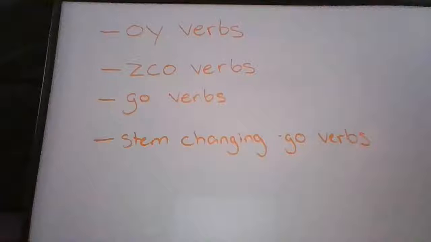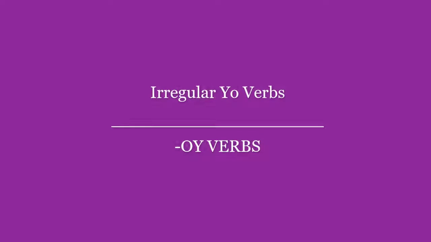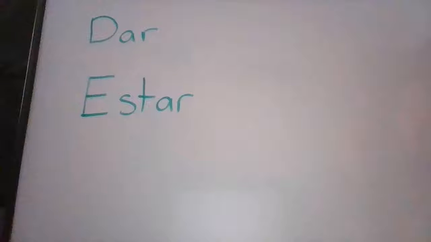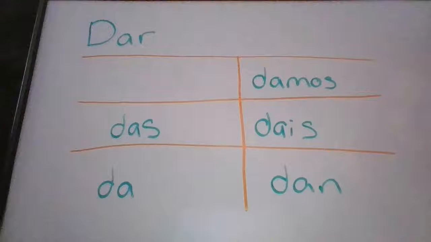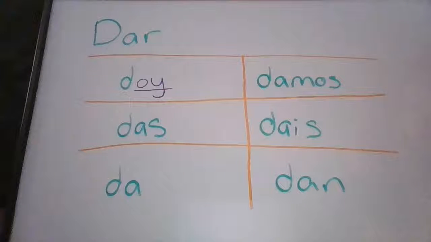There are 4 common types of irregular yo verbs: oy verbs, the zco verbs, go verbs, and stem-changing go verbs. Let's start with looking at oy verbs. These are verbs that end in oy when written in the present tense yo form. Dar and estar are both common types of oy verbs. Like most irregular yo verbs, in all other forms dar is conjugated normally, but in its yo form, oy is added in place of the original ending.